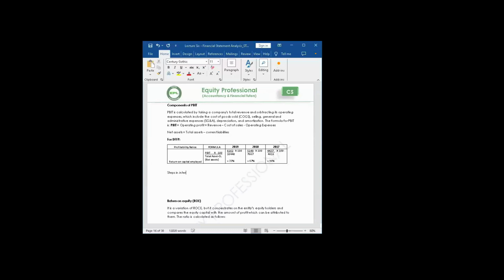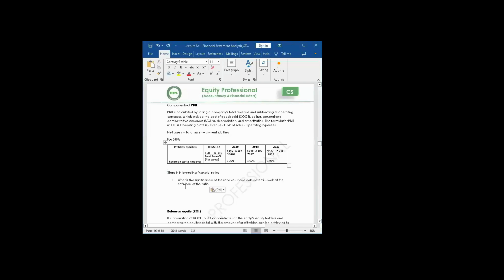Steps in interpreting financial ratios. Step one. You tell us the significance of the ratio by looking at the definition, the significance of the ratio.